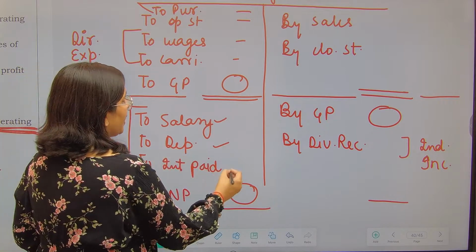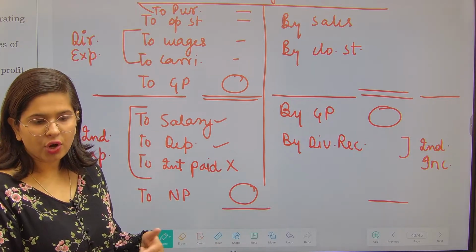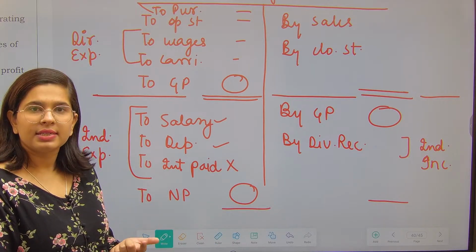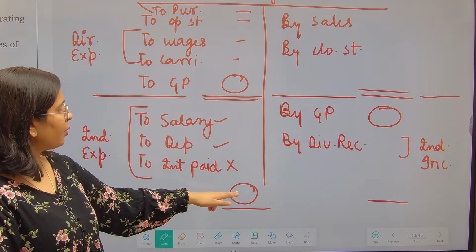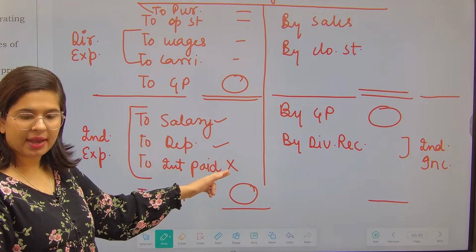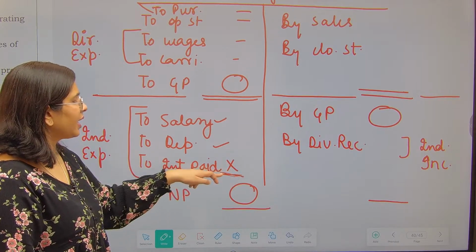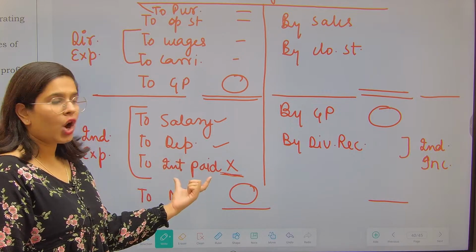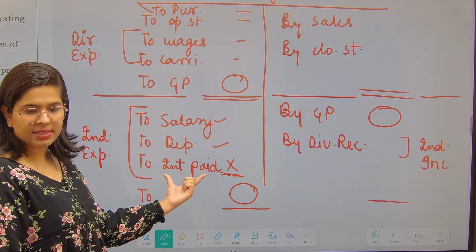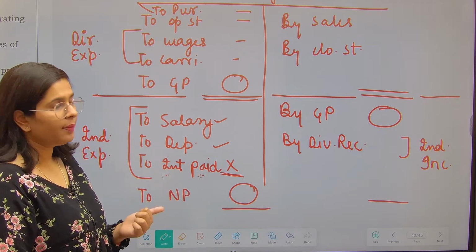But this interest paid, this is my financing activity. This is a non-operating expense. Okay? So I will not include it. In net profit, I will add it back. ये already deduct हो चुका होगा. This must have been already deducted. So I will add it back. ठीक है? So non-operating expense will be added back to calculate operating profit.